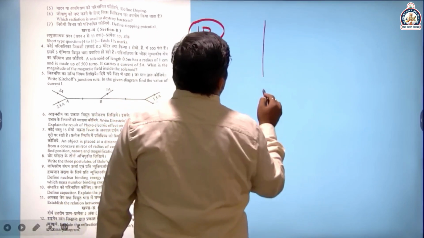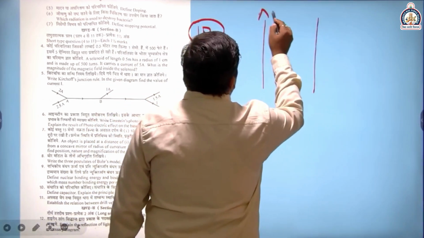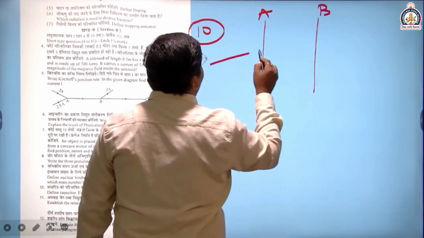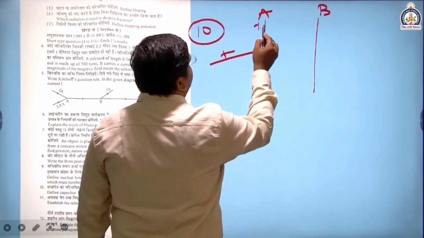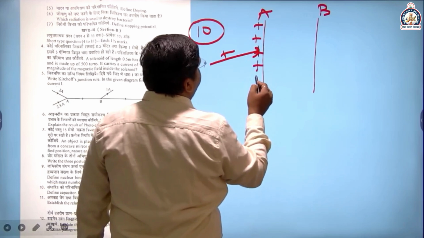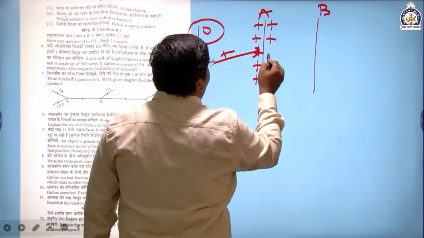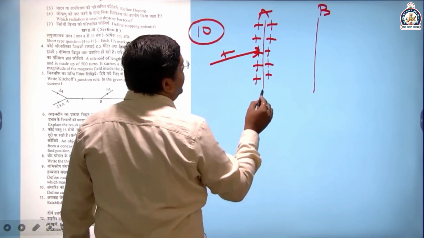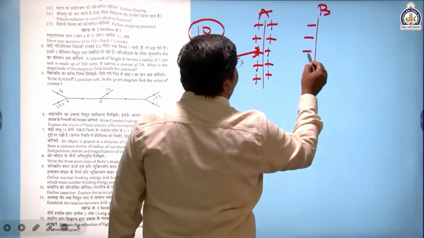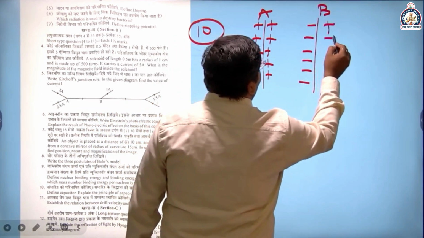A capacitor has two plates, A and B. Firstly, we provide a positive charge, so plate A is positively charged. Now due to the positive charge of plate A, there is a negative charge induced on the inside of the neighbouring plate, and this is the positive charge.